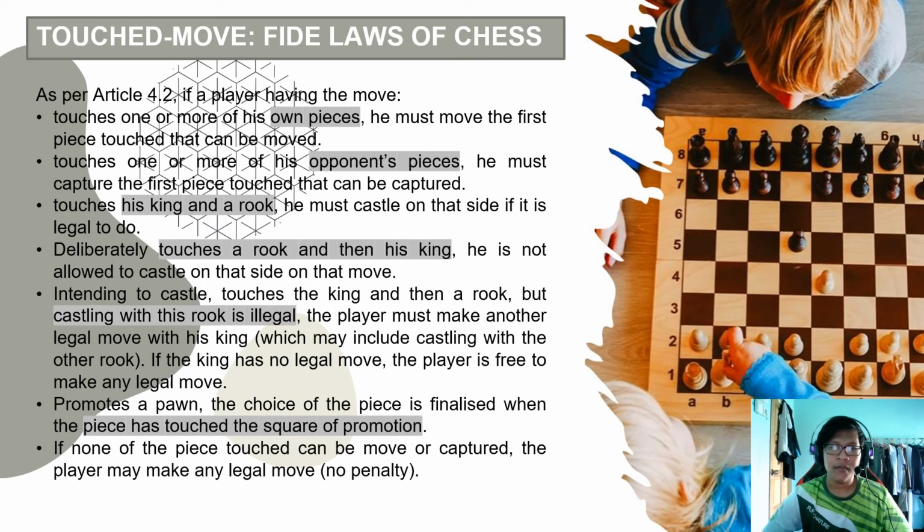Next, if the player promotes a pawn, the choice of the piece is finalized when the piece has touched the square of promotion. For example, if the pawn has been promoted to queen and he already put the queen on the square, that means he cannot turn it back to change it to promote to another piece. And finally, if none of the pieces touched can be moved or captured, the player may make any legal move, there is no penalty for that.